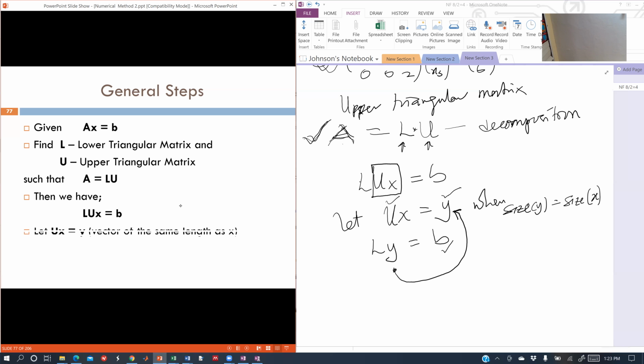So using LU decomposition, you let UX be equal to Y, a vector of the same length as X, and then solve for Y in LY is equal to B.